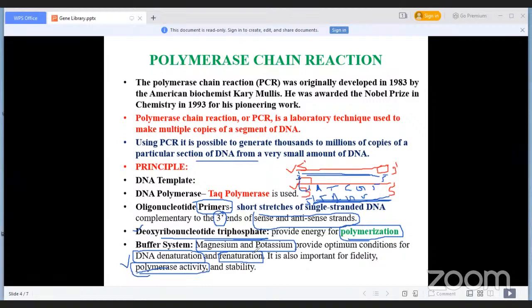Denature means separate, renature means winding again. Actually, DNA in nature is always wound in a double helix. So denature means unwinding, separating, and rewinding is renature. Clear? Yes, sir. So these are the principles and requirements of the PCR cycle. Let's see the procedure.